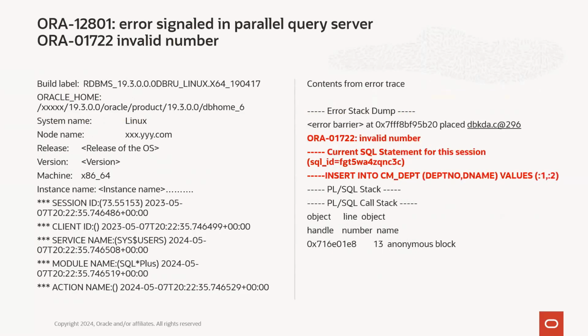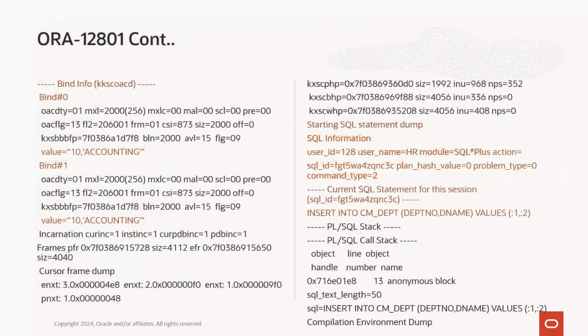In this case, 12850 is the victim, and the actual error is 1722. You can see the bind values, what bind values have been used, which differ based on the error trace.